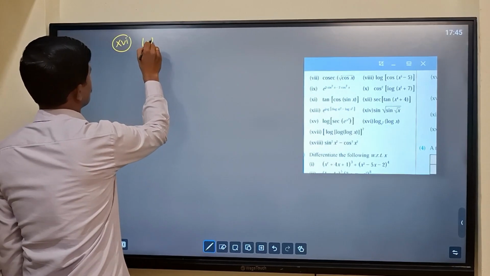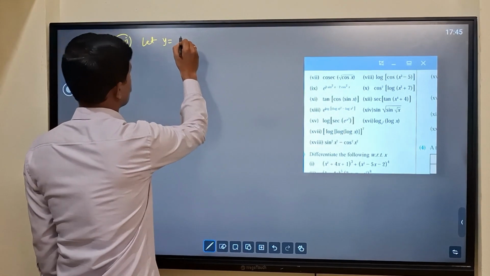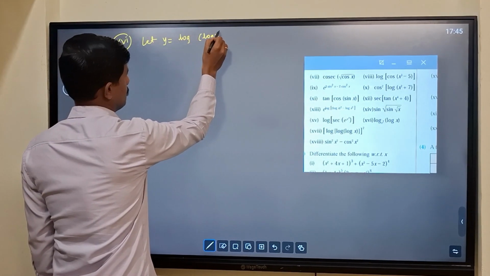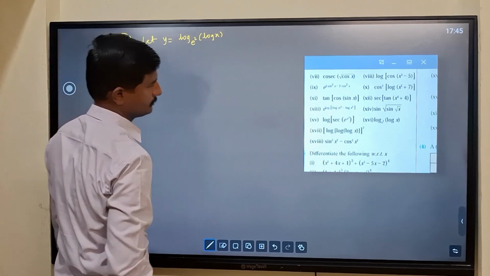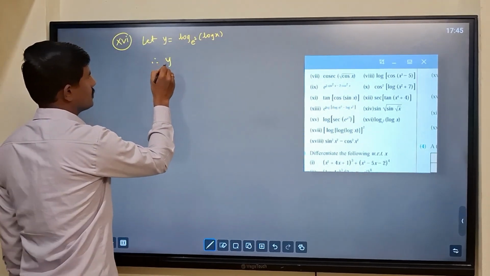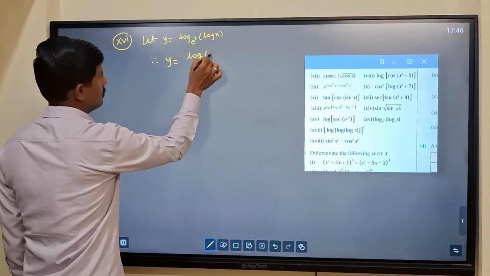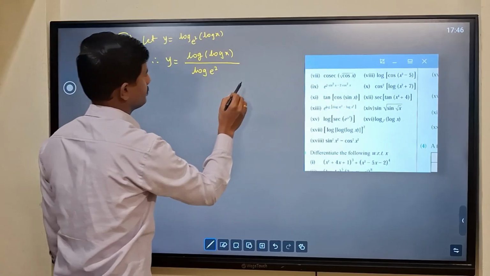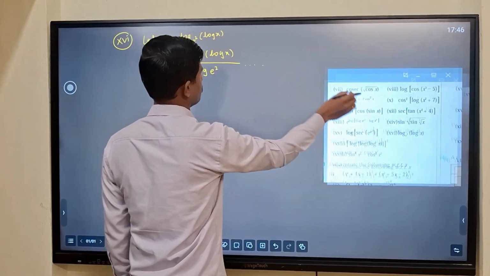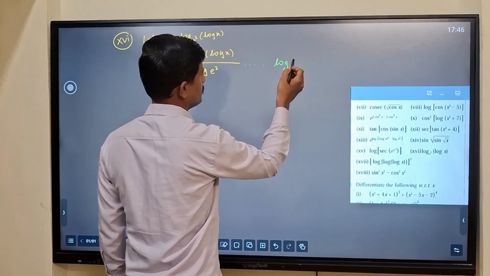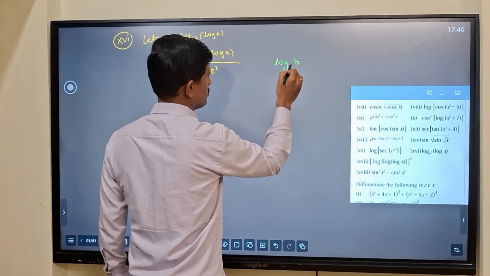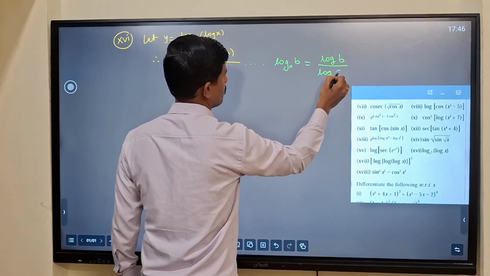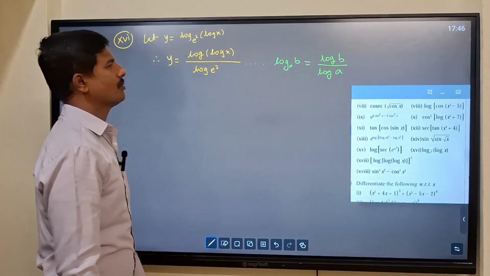16th one. Let y equal to log x to the base e square. So here we will use the logarithm rule again: log x upon log of e square. Which rule are we using? If log of b to the base a, then we can write it as log of b upon log of a. We are making it a common base.